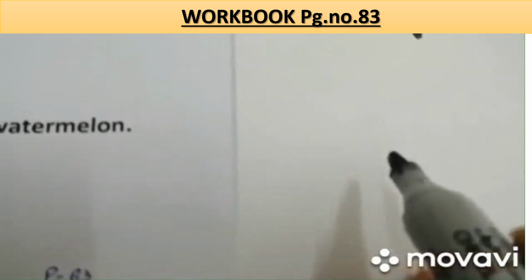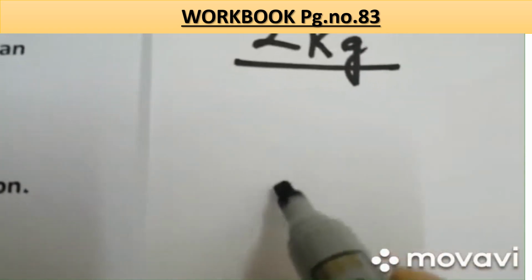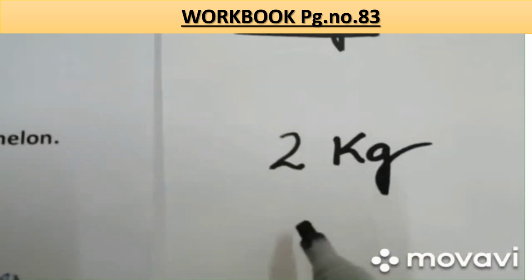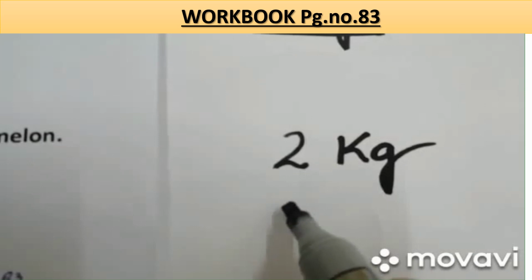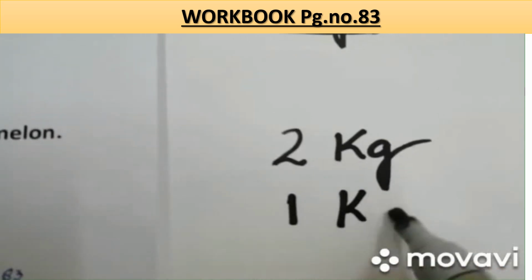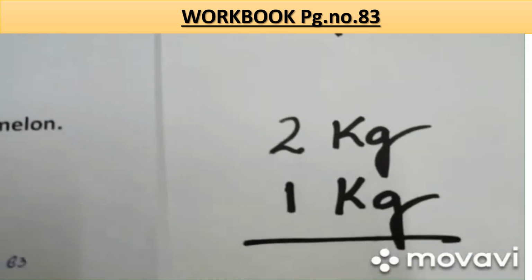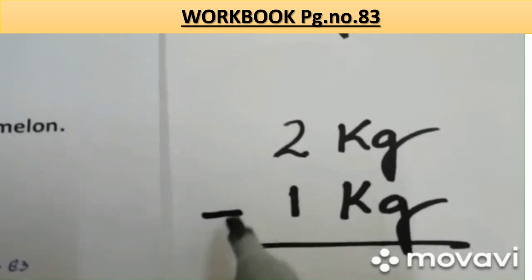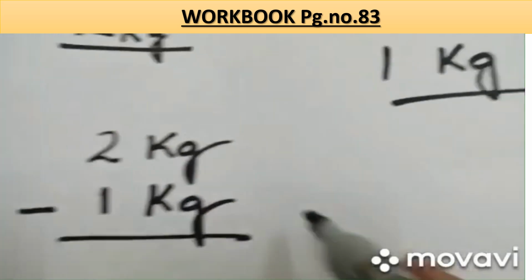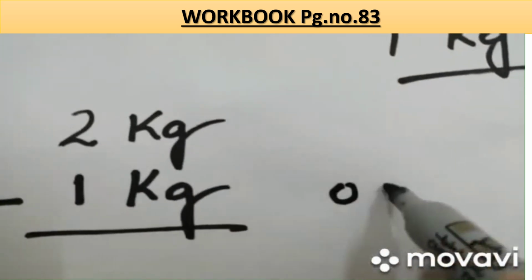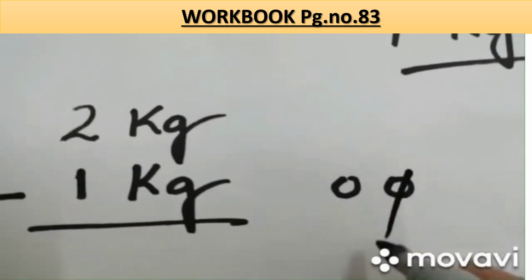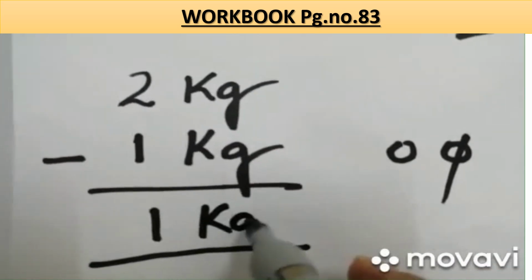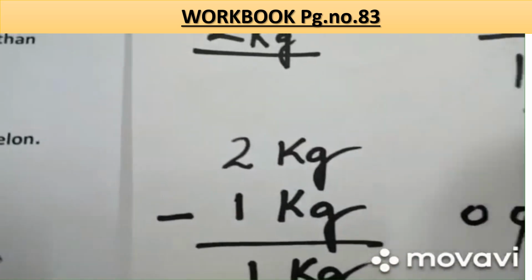Let me write here. Watermelon is how much? Exactly, it's 2 kg. And oranges are how much? 1 kg. Okay. Now we will find the difference, means we will do subtraction, minus. Let us draw 2 circles here. 1, 2. So out of 2 we will cut 1. How much is left? Only 1. That means 1 kg.